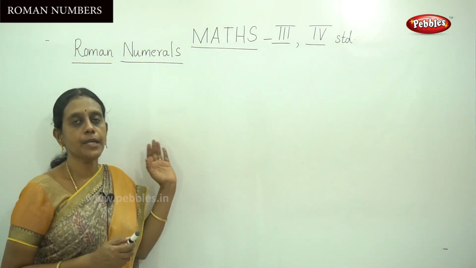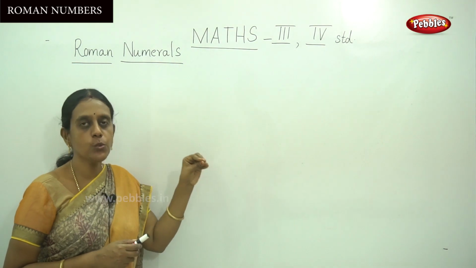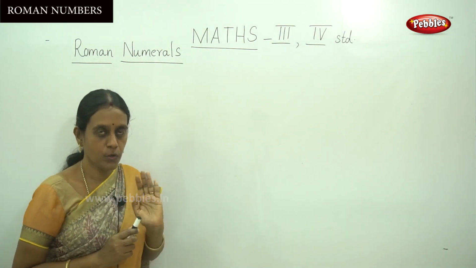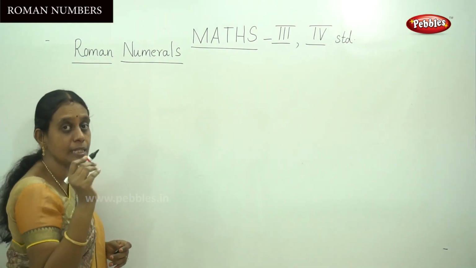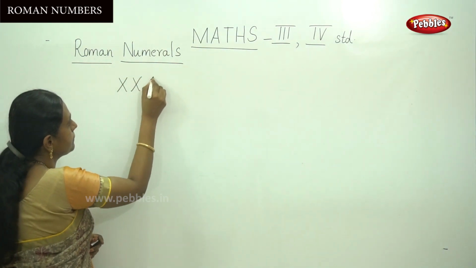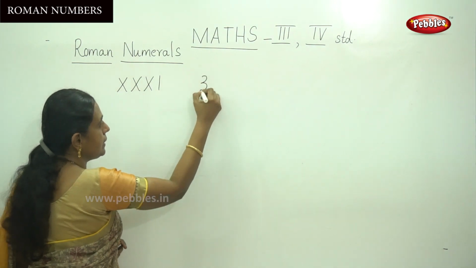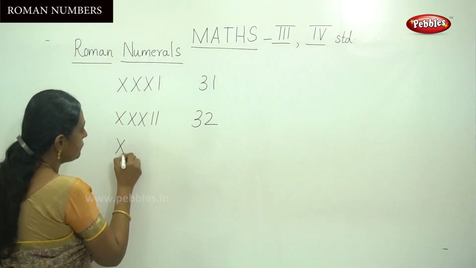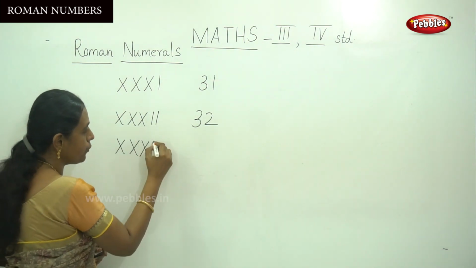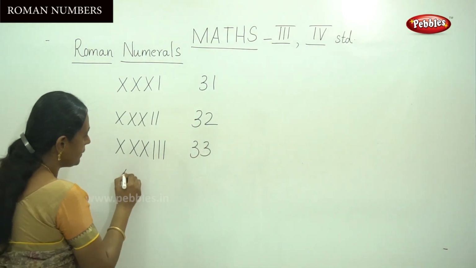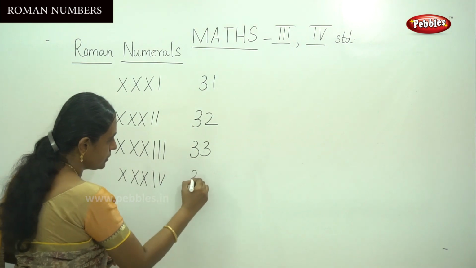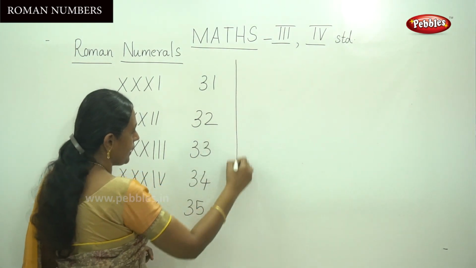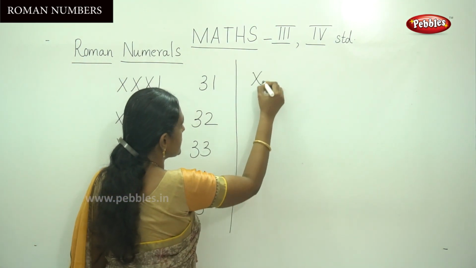Next we move on to the numbers 31 to 40. What we wrote for 30, we put 3 x's. Next we move on to the Roman numerals 31 to 40. So this is 30 and you add the number 1. This is 31, and that is 32. For 30 plus the symbol 3 it is 33, and for 4 it is 34, and 35. Then 36.